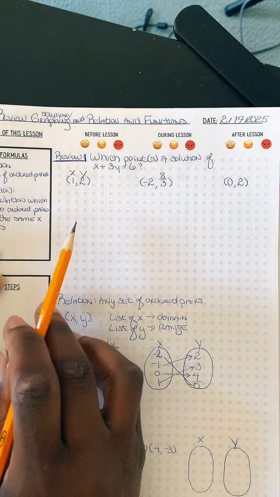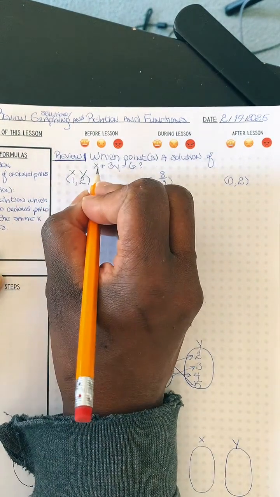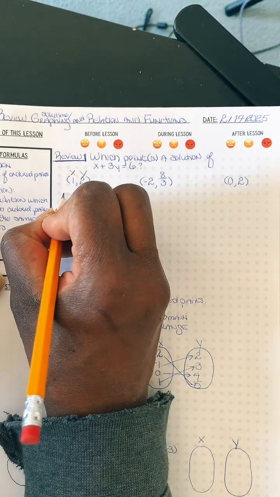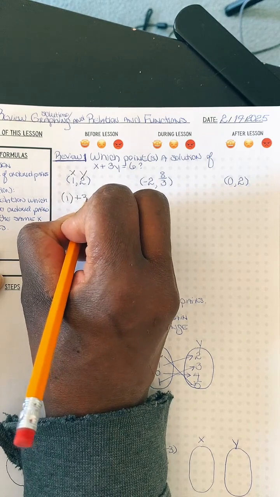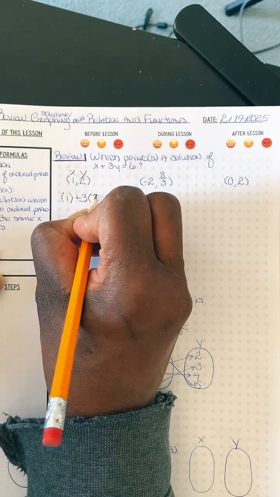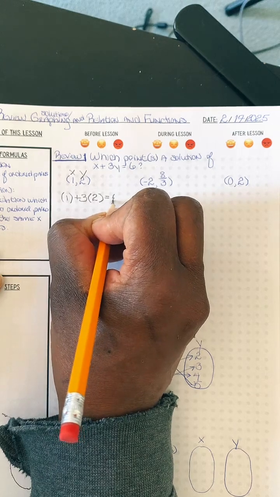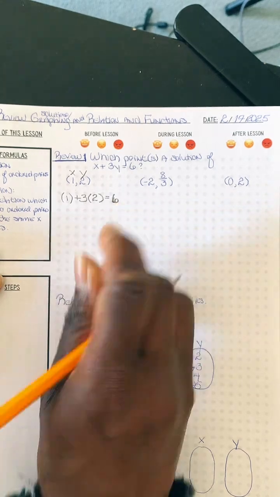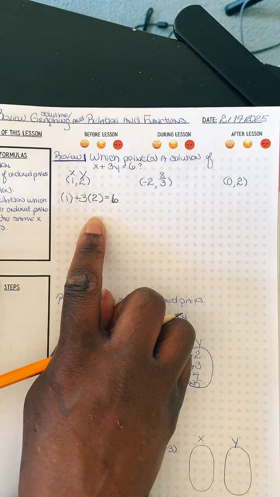So we're going to plug it into our equation. Instead of an x, I'm going to put a 1. I'm going to put parentheses so you know I'm substituting. And then we're going to plug in a 2 for the y. And we want to see, is it going to give me my true statement, which is 6.